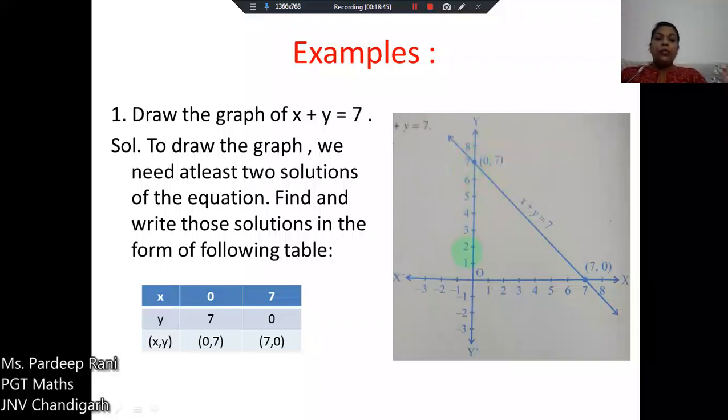Now to plot the second point (7, 0), we will have to move 7 units along the positive direction of the x-axis and we will have to stop there only. Why? Because it has its y coordinate 0, so this point will lie on the x-axis. After plotting these 2 points, we will join them by a straight line and this will be the required graph for the line x plus y equal to 7.